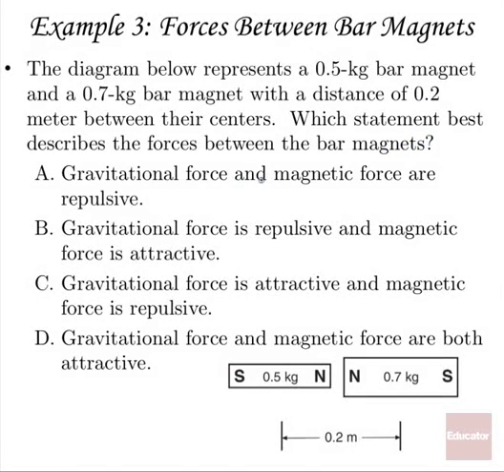The gravitational force and magnetic force are repulsive. Well, if we have like poles, they're going to repel, so the magnetic force is going to repel. But gravity can never repel. Gravity can only attract. Can't be A. Gravitational force is repulsive. No, gravity still can't repel. Gravitational force is attractive. Yeah, that looks good. And magnetic force is repulsive. That's got to be it, because we have two norths, they'll repel magnetically, and the gravitational force will attract.